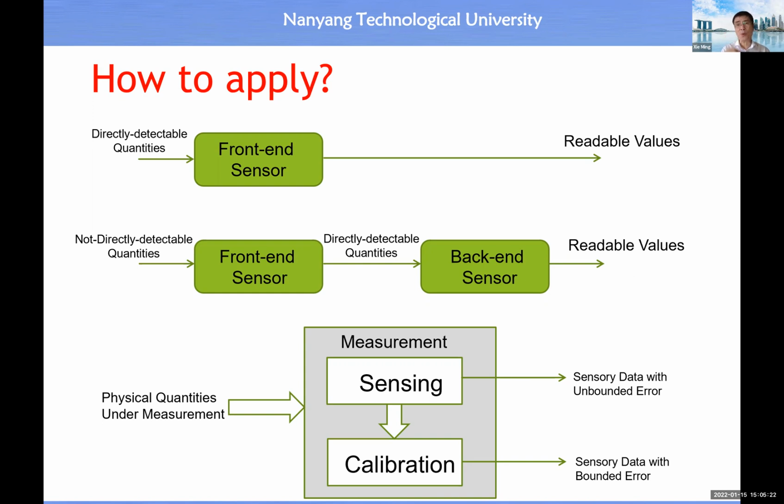For step one, you may face two situations. The first situation corresponds to the case in which it is good enough for you to just make use of a front-end sensing element in order to transform the value of the physical quantity under measurement into a readable value. However, in most cases, you may have to make use of at least two sensing elements in order to transform the value of a physical quantity under measurement into a readable value.